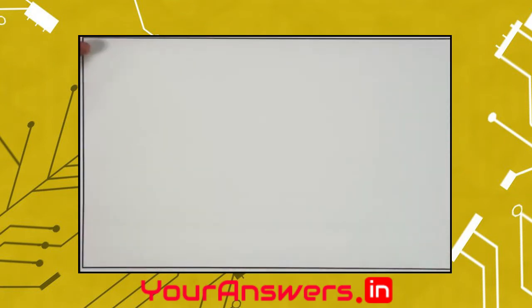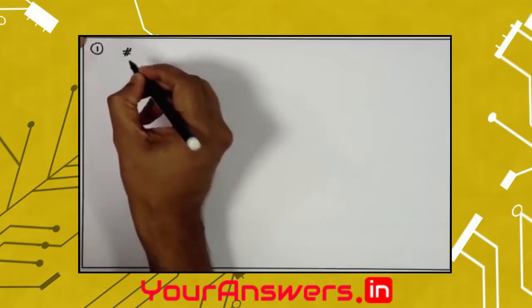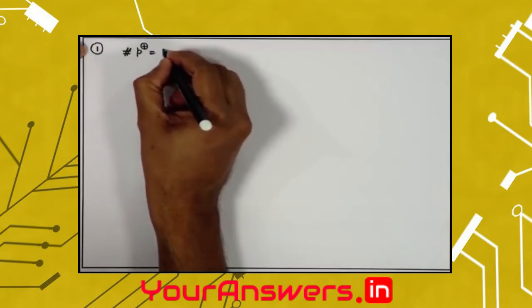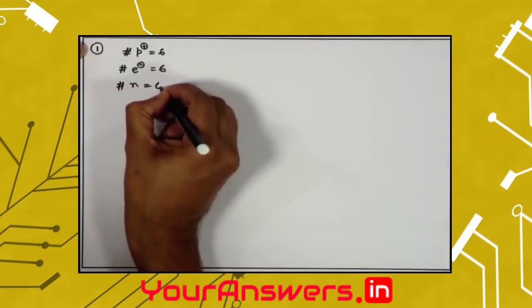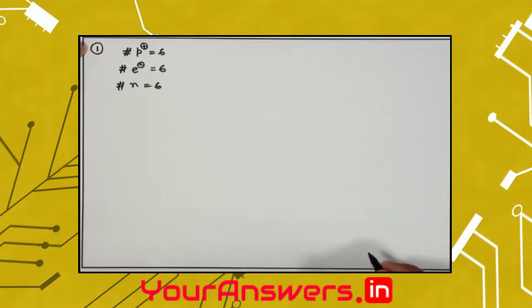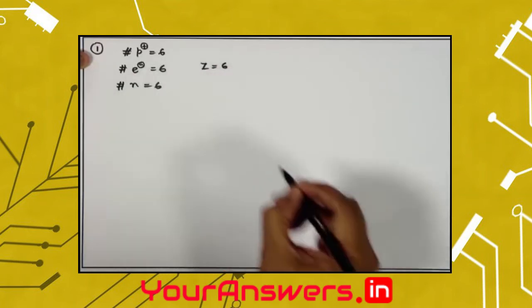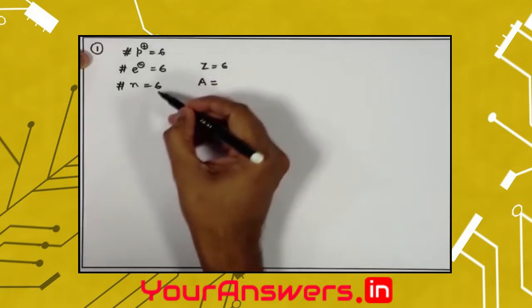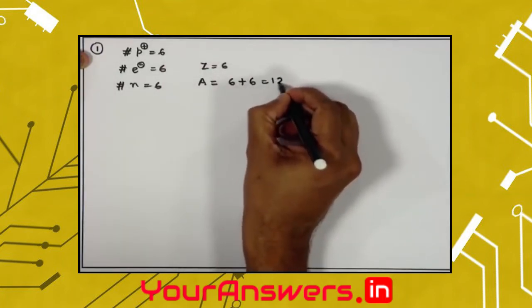Alright, our first example, let us call it example 1. Let us say I will use this hash sign for number. So let us say I have a system where number of protons is 6, number of electrons is again 6 and number of neutrons is 6. What can we say about this atom? Alright, we know that the atomic number of this atom, that is Z, is given as 6. The mass number of this atom, A, which is number of protons plus number of neutrons, so 6 protons plus 6 neutrons, that is 12.